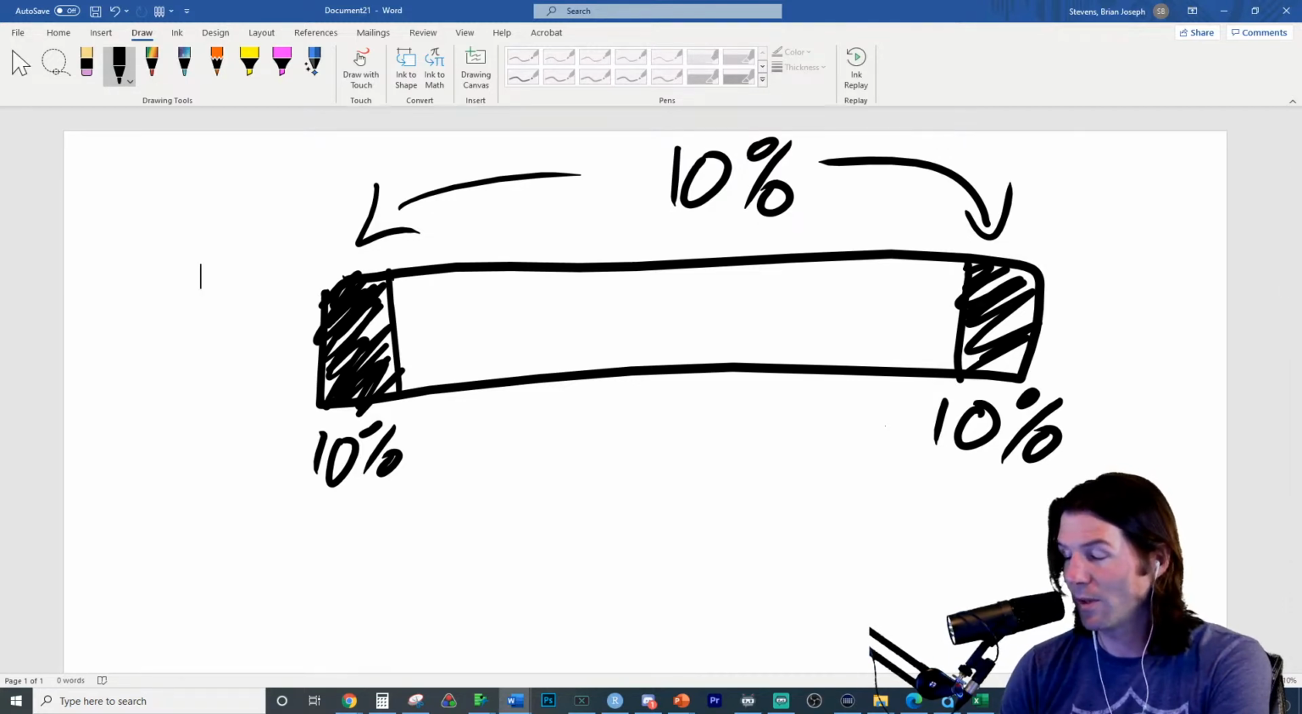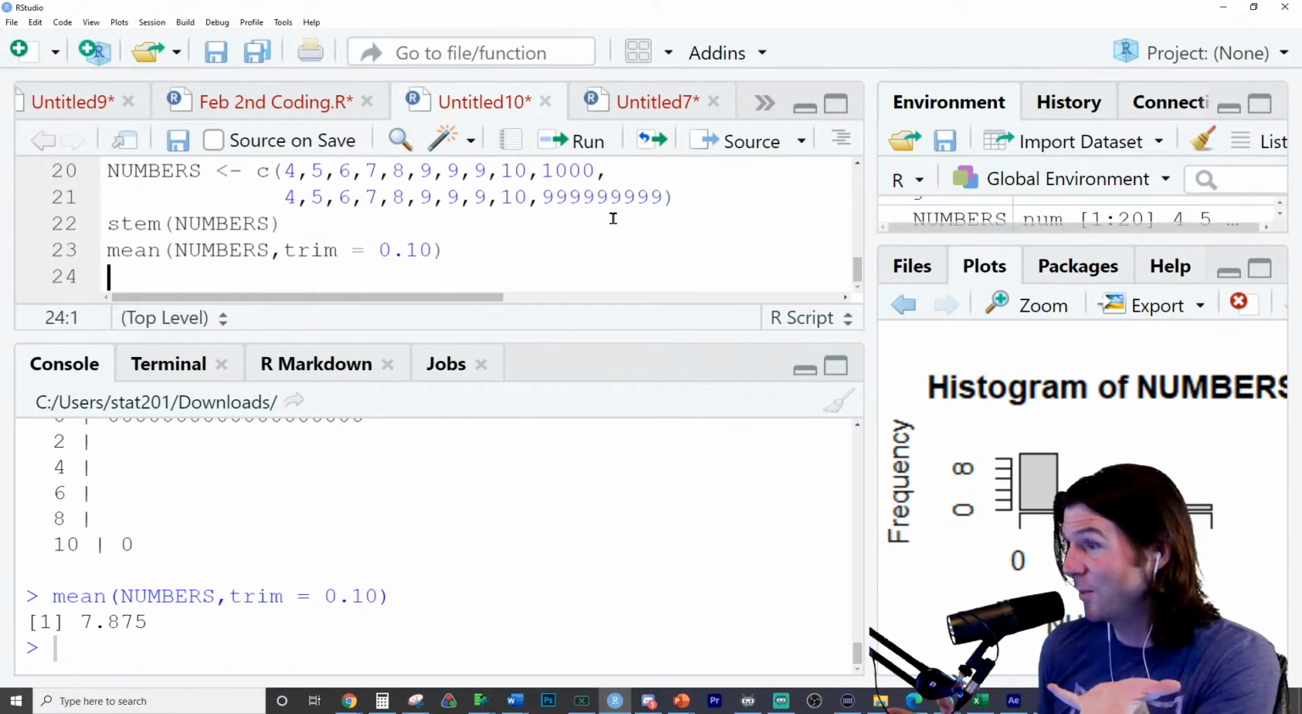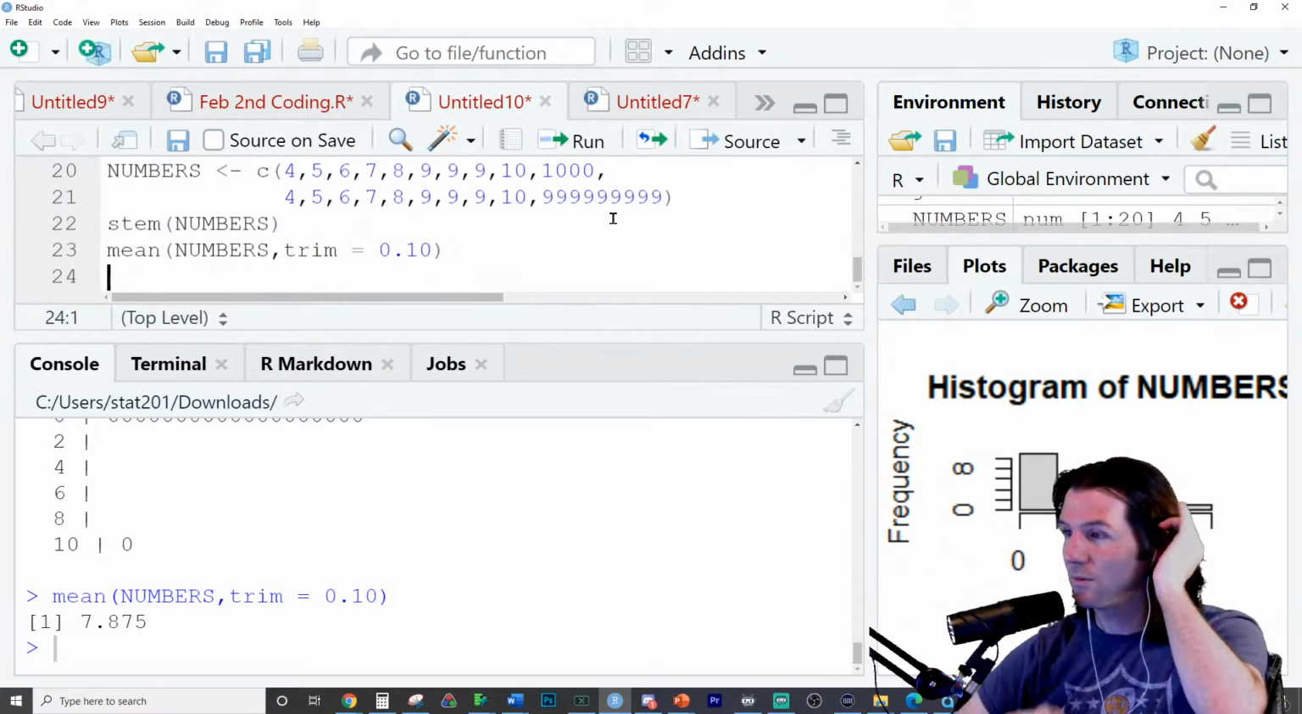I don't use this one that much, so I had to think. I know what it does, but I had to think, okay, exactly what is it doing? So it's trimming off exactly 10% from both sides.